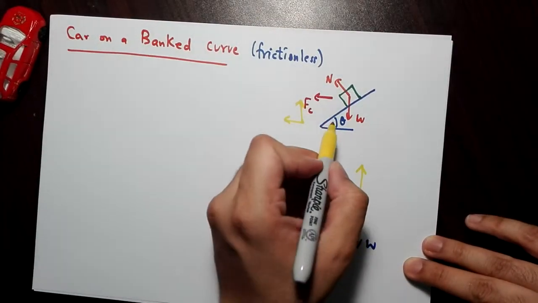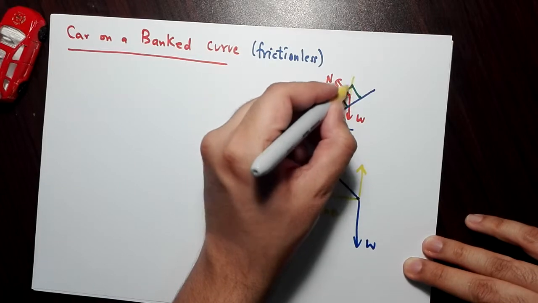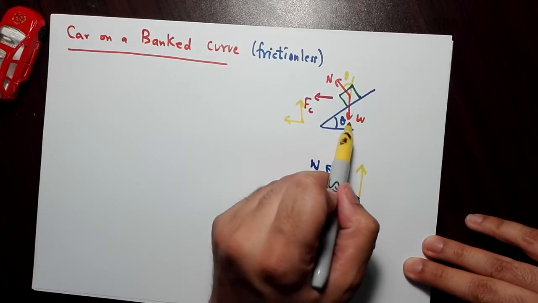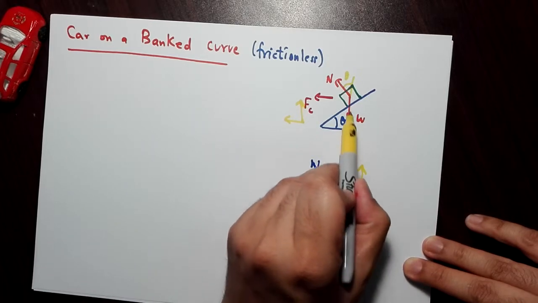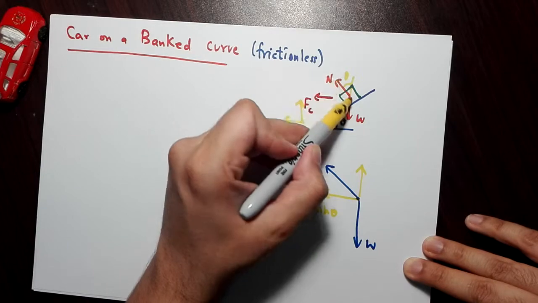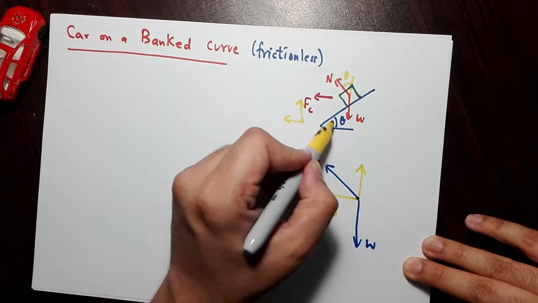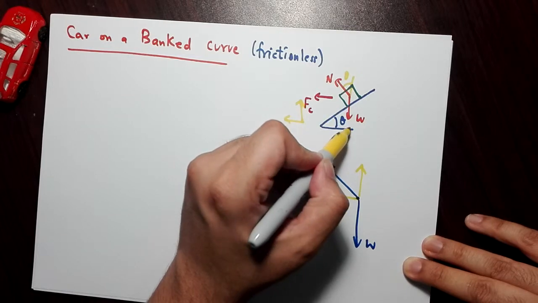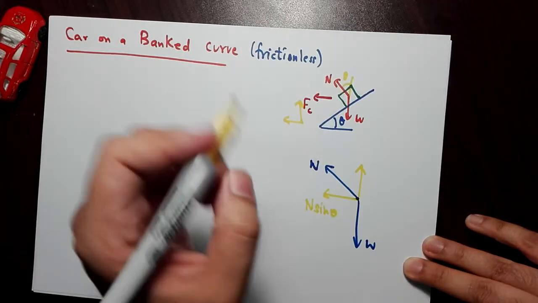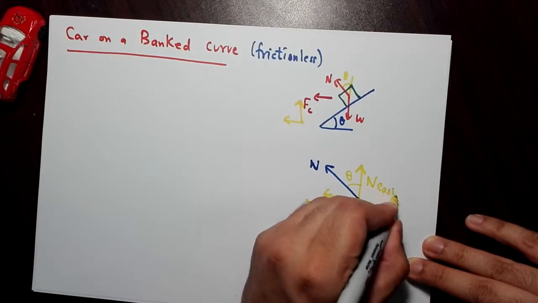One more thing. If this angle is theta, then this angle is also going to be theta, because we've discussed this argument before. This line is perpendicular to the ground, and the normal force line is perpendicular to the plane. So if these two lines make an angle theta, any two lines perpendicular to these two lines will make the same angle with each other. So this is also theta, due to which this is N sine theta, and this is N cosine theta.